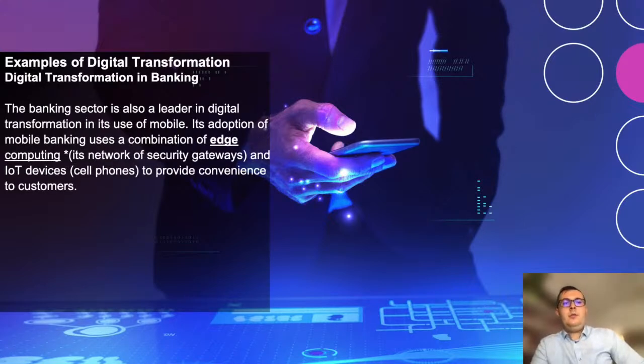The banking sector is also a leader in digital transformation in its use of mobile. And its adoption of mobile banking uses a combination of edge computing, a network of secure gateways, and Internet of Things devices, cell phones in this case, to provide a convenient feature to all the customers.